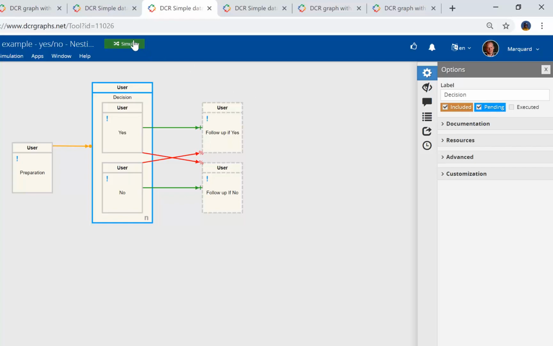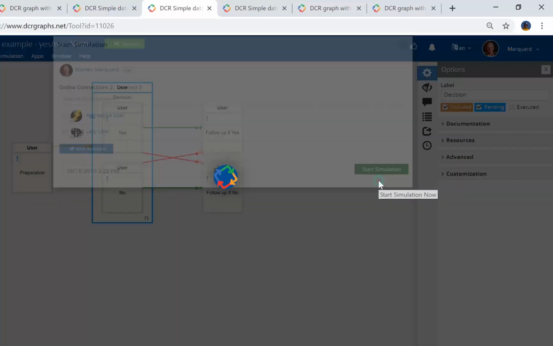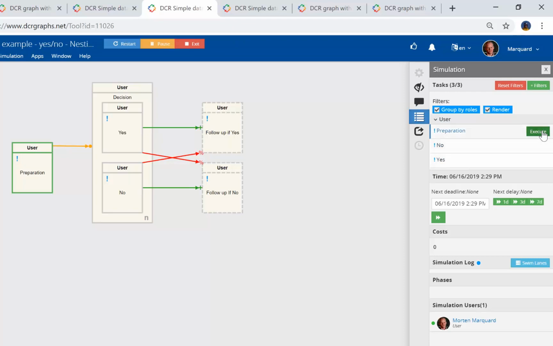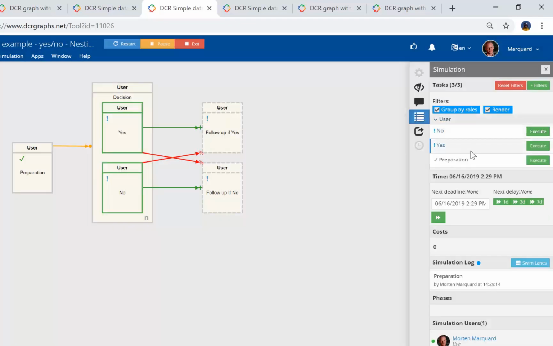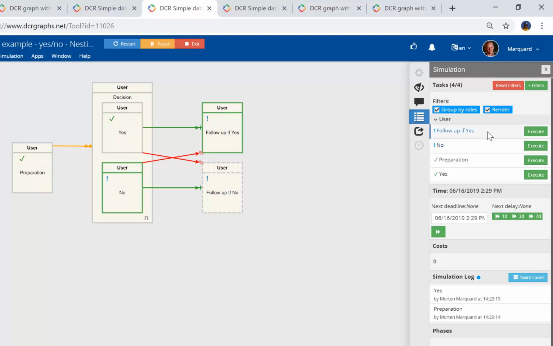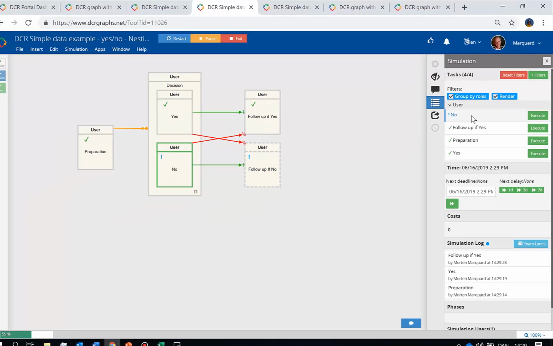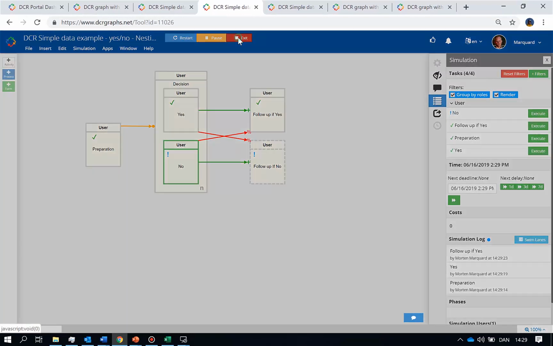Let's try to simulate. As before, we start doing the preparation. Then we have to make a decision, so let's make the yes decision. And as we see, we have the follow-up if yes. If we execute this, we're not done, as we also have to do the no. The process is not completed. So we have to solve this.